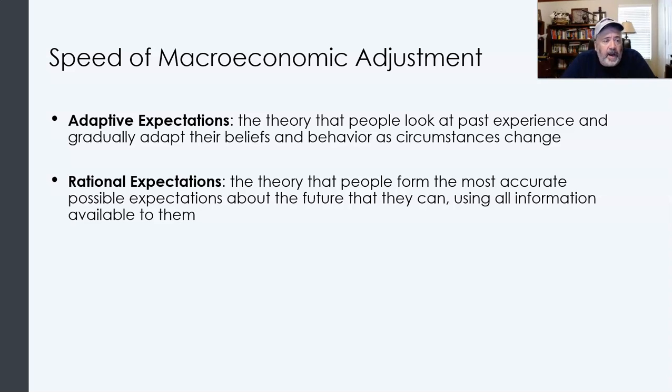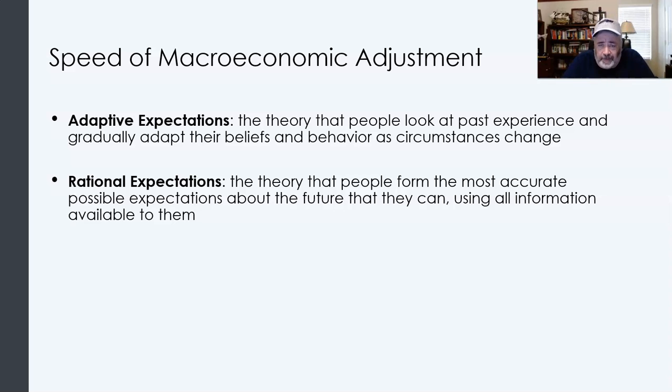All right. A couple of other theories that come out through this: rational expectations, adaptive expectations. Adaptive says that people look at past experience and they will adapt their beliefs and behavior as circumstances change. And rational expectations suggests that people make their most accurate expectations about the future by getting all the information they can. That's a bad definition for rational expectations.